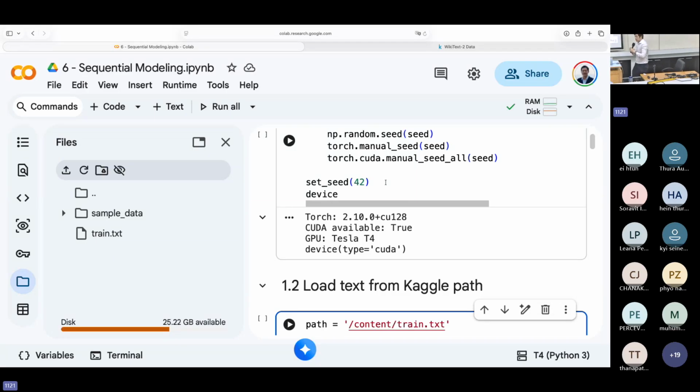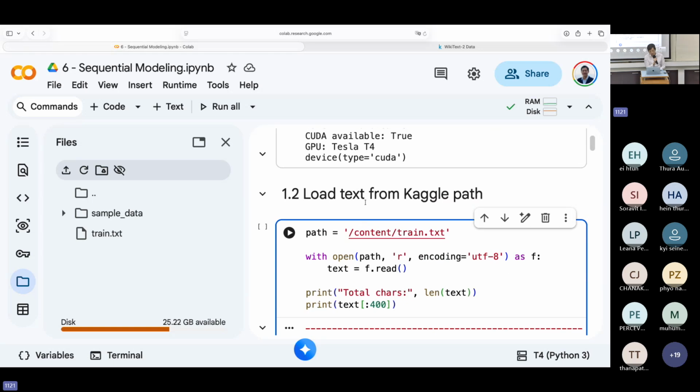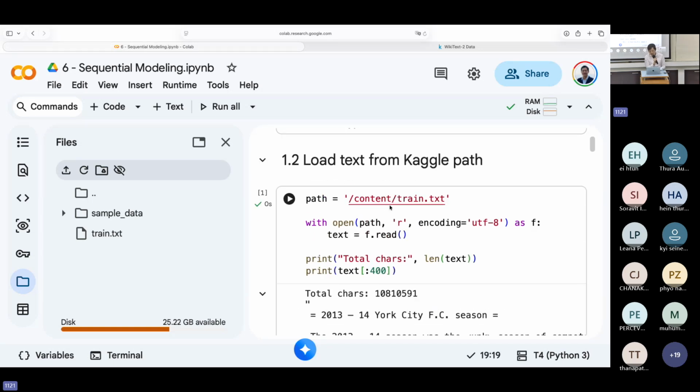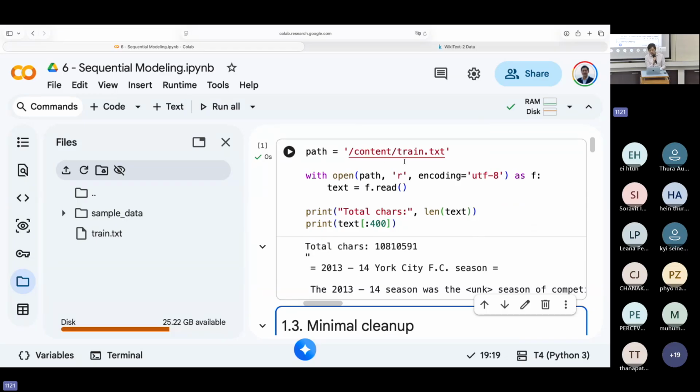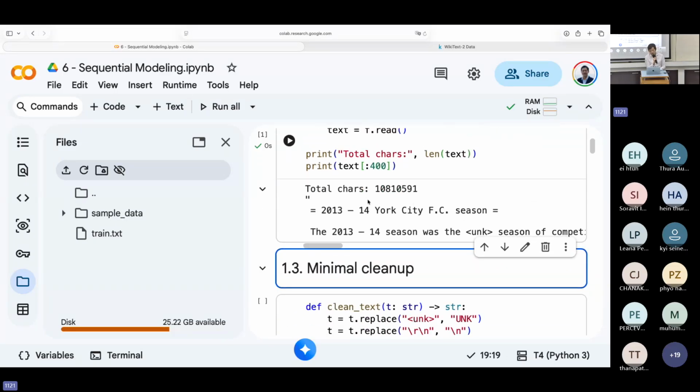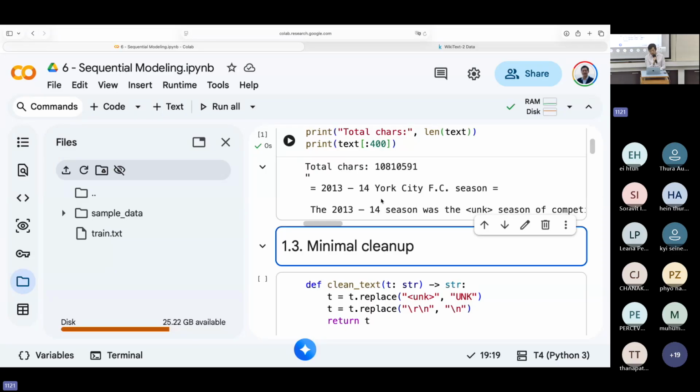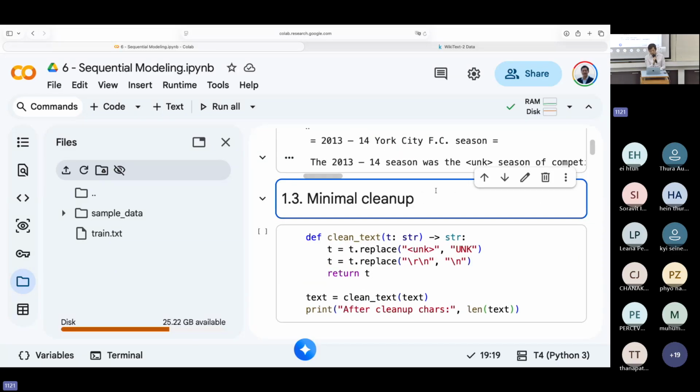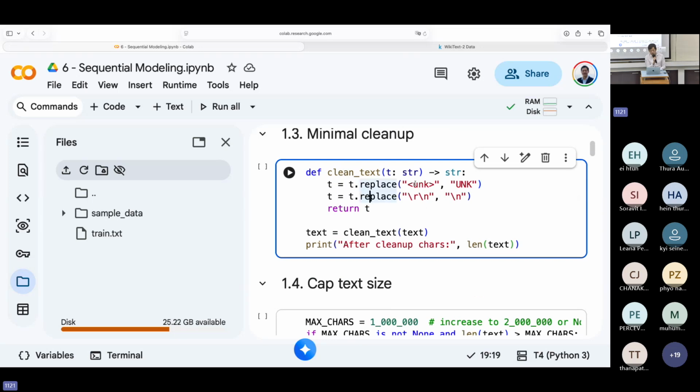Right, let's continue. Okay, here I already initialized the Tesla T4, and this is the data that I downloaded from Wikipedia. This is the New York FC season, and this is in Wikipedia Markdown style. UNK means unknown. So the cleaning here will replace all the lowercase unk with UNK and replace \r\n with \n. Then it cleans up the whole text.